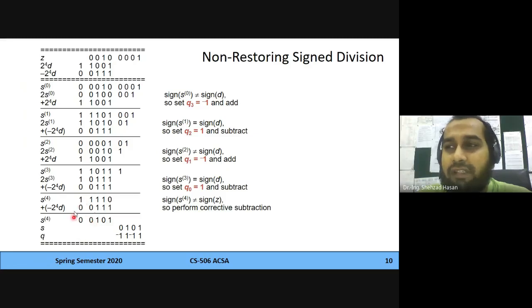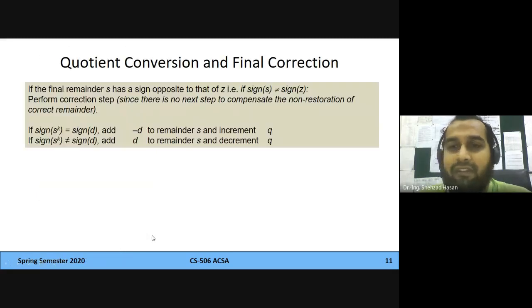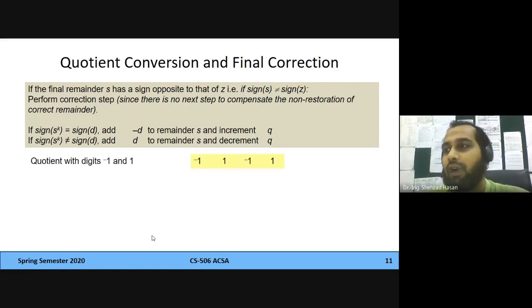Since you have done a subtraction over here, you need to add one more to this value, the quotient value. But up till now we don't know what this quotient is. It's basically a number in ones and minus ones. So the first thing is to convert that into binary. So our quotient digits that we had were minus 1 1 minus 1 1.